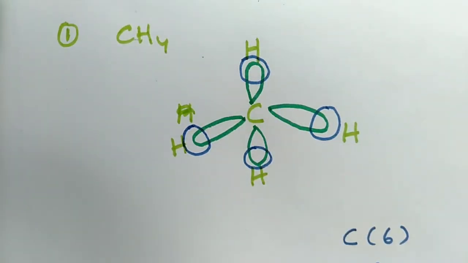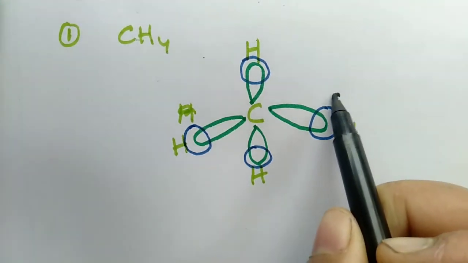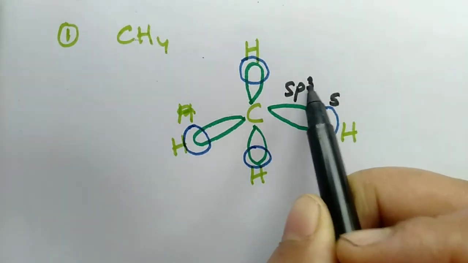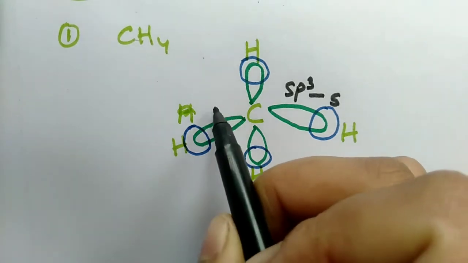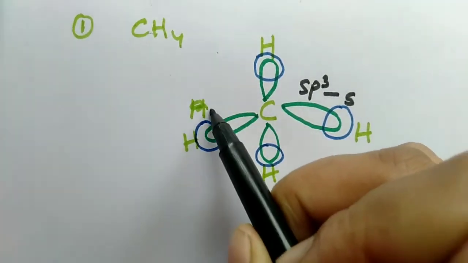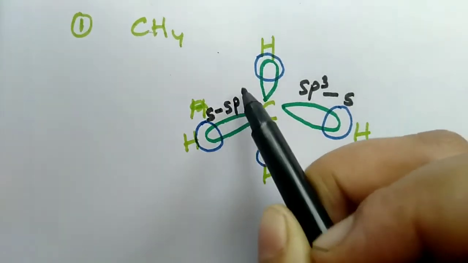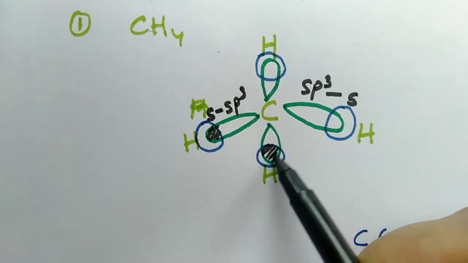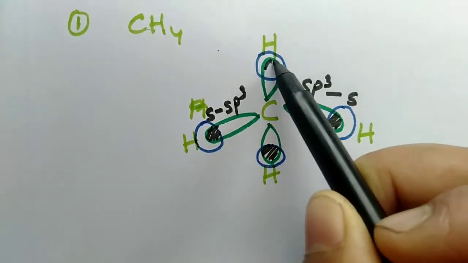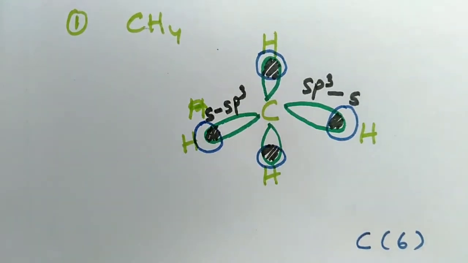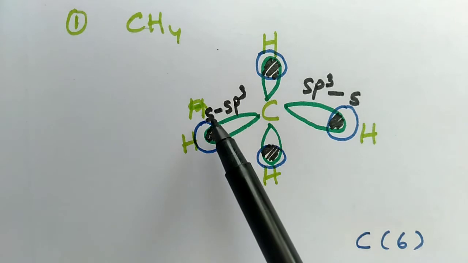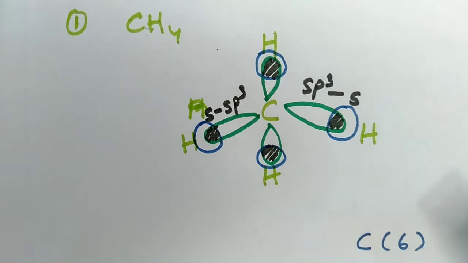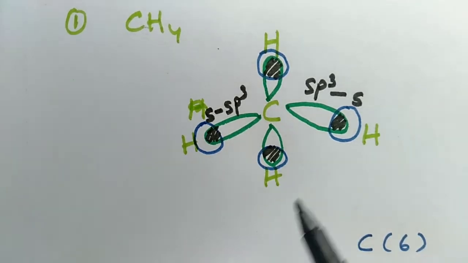Okay, then write this one as s, and for this one it is sp3. Okay, like this. The same way here, s, sp3, and note that this part here is occupied by electrons. That means there is an overlapping of sp3 hybrid orbitals with the s orbital of hydrogen atoms. Okay, hence this is the orbital structure of methane.